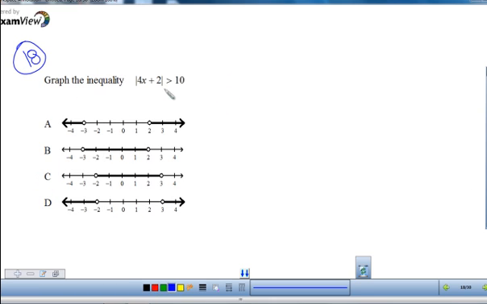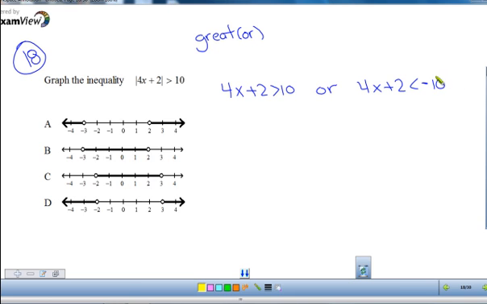Graph the inequality. Okay, so absolute value of 4x plus 2 is greater than 10. Since it's greater, that means it's going to be an or. So I'm going to have 4x plus 2 is greater than 10, or 4x plus 2 is less than negative 10. So notice a couple of things. Okay, one's negative, one's a positive, and then I flip the inequality sign of the second one.